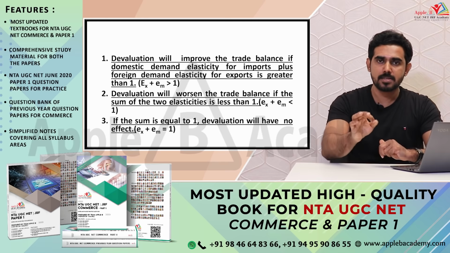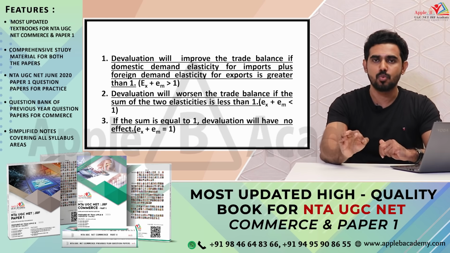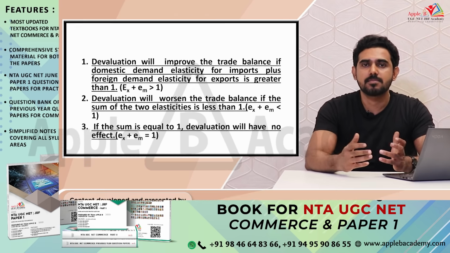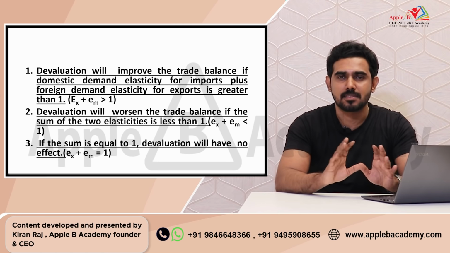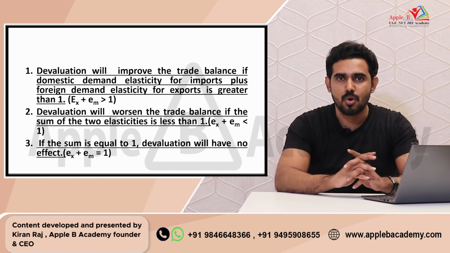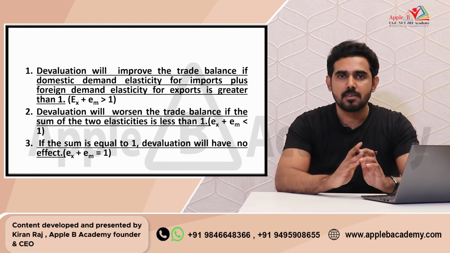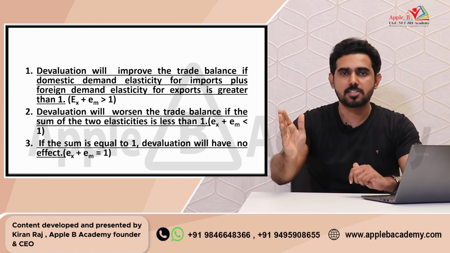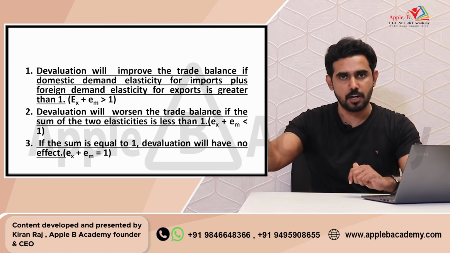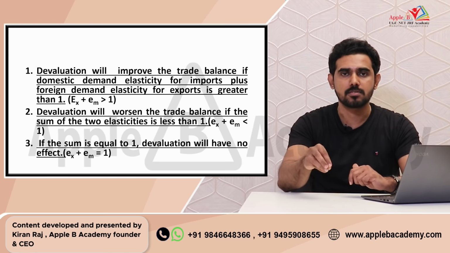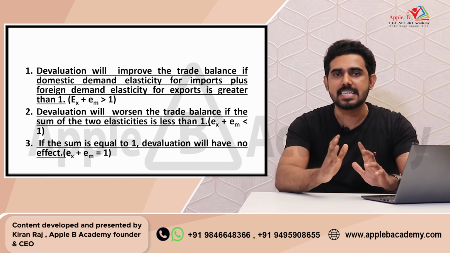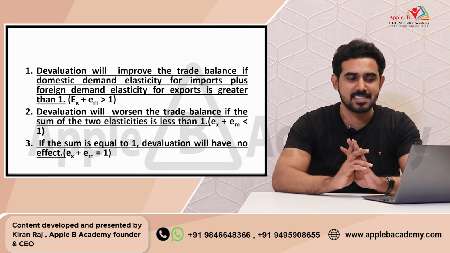If the export plus import elasticity coefficient is equal to 1, that will not make any kind of impact on the balance of payment. That should be a constant situation. So this is the theory. Export plus import elasticity greater than 1, the balance of trade will improve. Less than 1, that will worsen the situation. Equal to 1, the situation is constant. This is the theory.